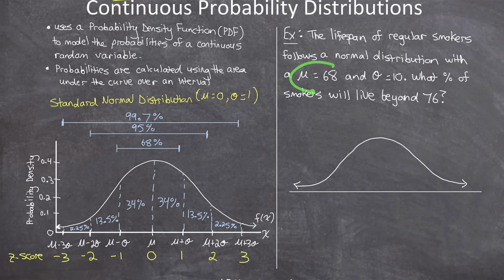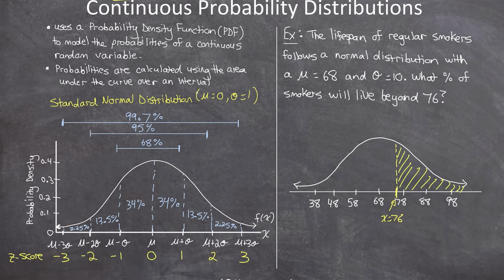The question tells me that the mean is 68, so I know that goes in the middle. And then I'll label these 3 units to the right, going up by the standard deviation each time. And then to the left, label these 3 spots by going down by the standard deviation of 10 each time. What the question is asking is what percentage of smokers will live beyond 76? To find that, we would have to find the area under this curve that is to the right of 76.